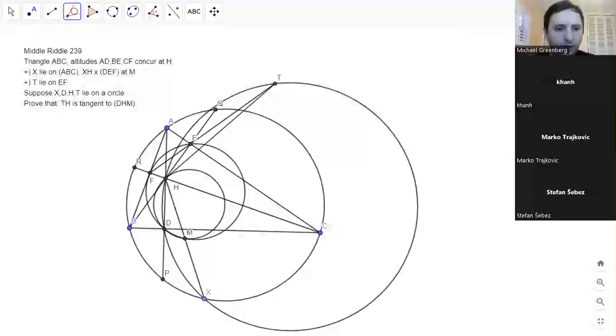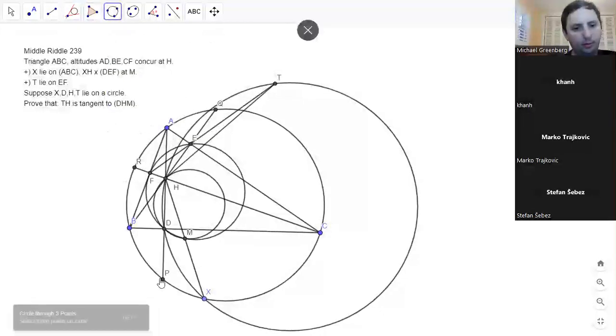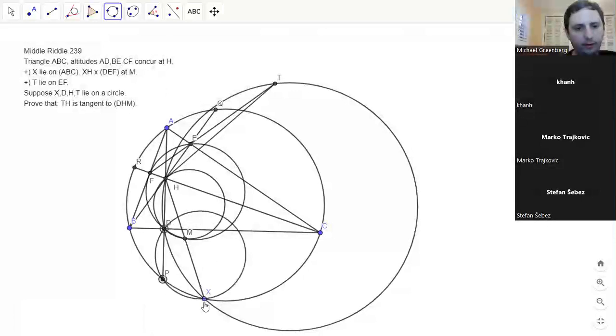But THX is, so what's cyclic? THX is TDX. So we want to show TDX is APX, which is the same. TDX equals DPX. So I think it's the same as saying that if we drew the circumcircle DPX, we want to show the tangent at D passes through T. Yes. So that's another way to show it.